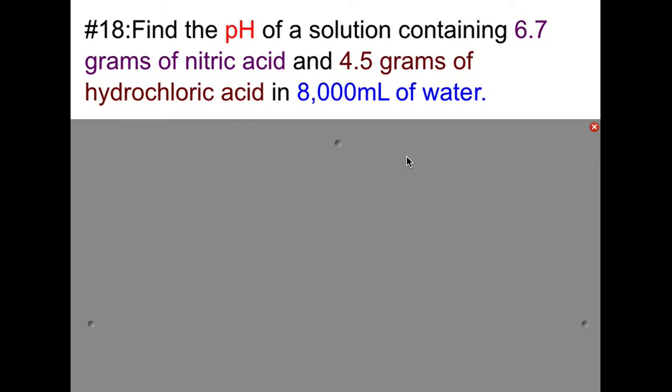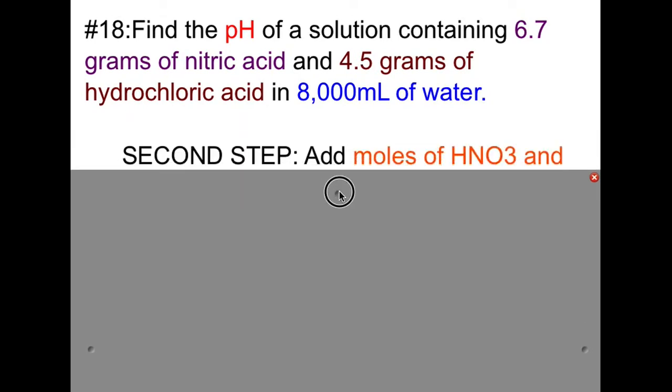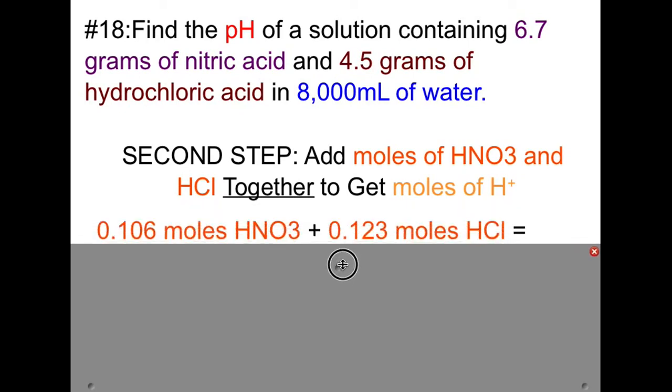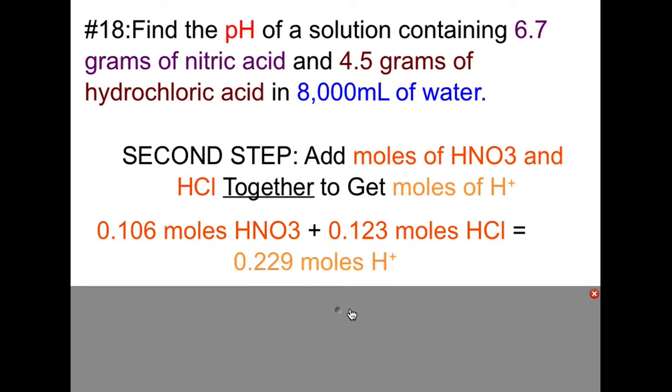What we're going to try to do is figure out the moles of the hydrogen ions in this solution that we're creating. And so using what we know from the moles of the prior step, we're going to add the moles of nitric acid and hydrochloric acid together to get the moles of the hydrogen ions. Again, let me repeat that. We're going to add the moles of nitric acid and hydrochloric acid together to get the moles of the hydrogen ions present in the solution. You should get an answer of 0.229 moles of hydrogen ions. Essentially, that's the number of moles of the combined acids in this solution.